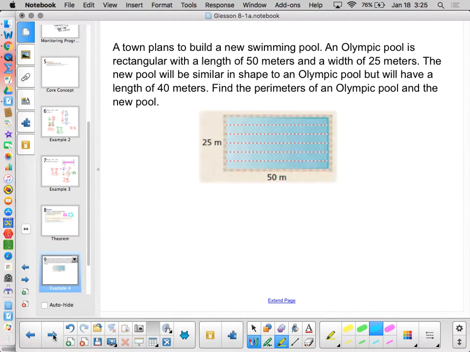Application problem. Tom plans to build a new swimming pool. This has nothing to do with our current thing. This is actually on the thing, so please don't read anything into this with our current topics of possible new high schools and things like that.